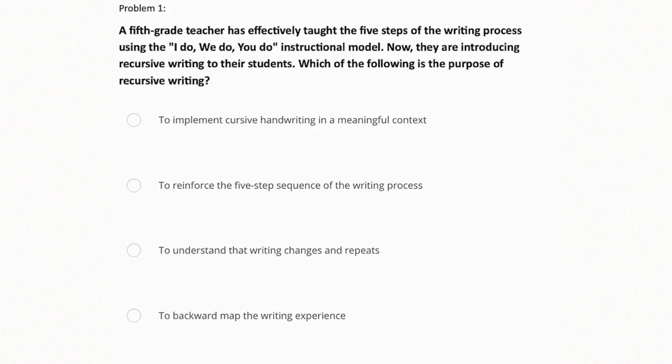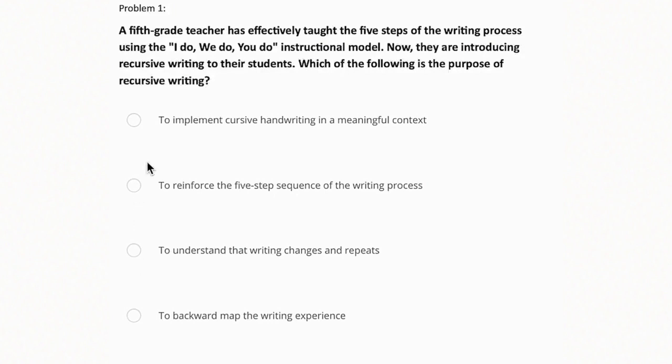Well, recursive writing is really all about teaching students that they can move between the steps of the writing process in whichever way suits their needs, right? They can change the order. They can go from brainstorming to writing to back to brainstorming again, to stopping and edit a bit, then writing some more, then editing. It's not like you have to move through the steps in a precise order. It's helping you build flexibility and confidence in your writing and your ability to go from start to finish with a project.